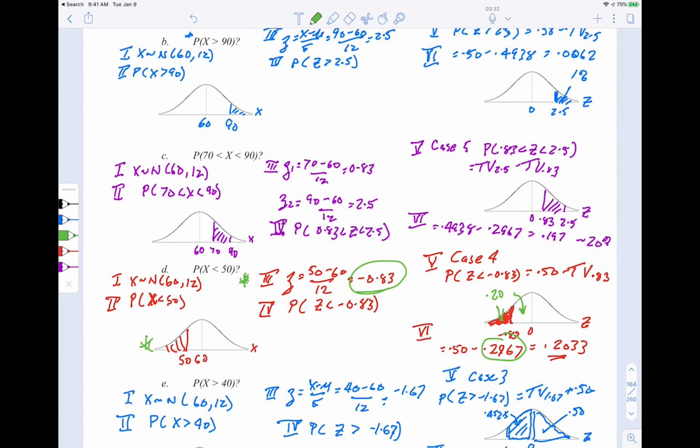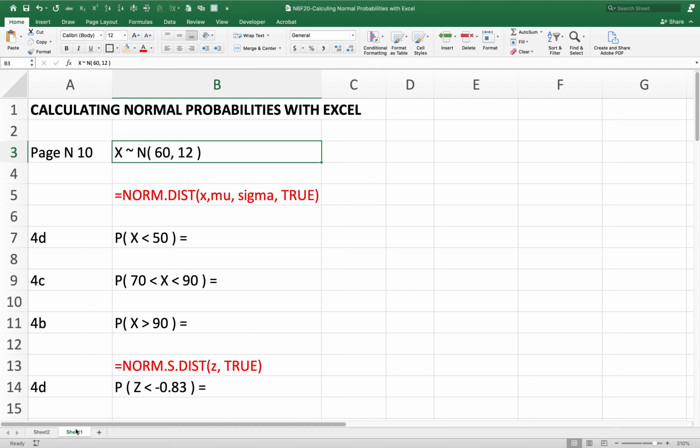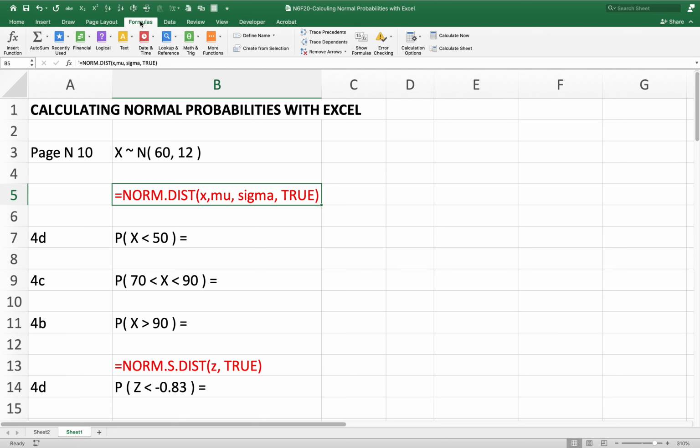Now let me show you how easy it is to do that with a normal distribution function. I'm going to be using a function called the NORM.DIST function. Let me show you where you find this, as well as where you find all the normal functions. If you go up into Formulas, and I'm using a Mac, but it's exactly the same setup with a PC, we're going to go to Formulas, More Functions, Statistical.